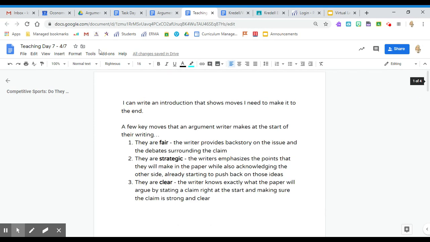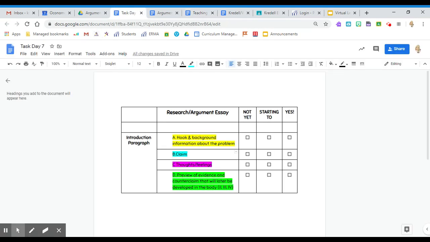Okay? So your task today is to start drafting an introduction. I highlighted the rubric for you, the task for day 7. If you do not want to use the highlighting, that's fine. This is just a tool that I wanted to give you in case that was helpful to you.